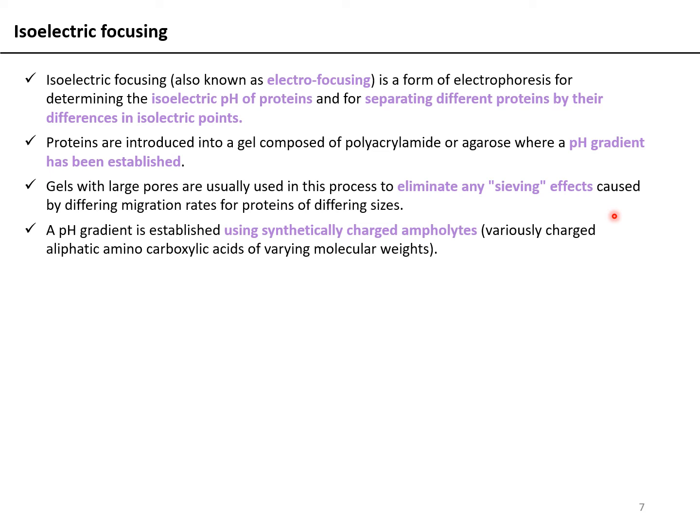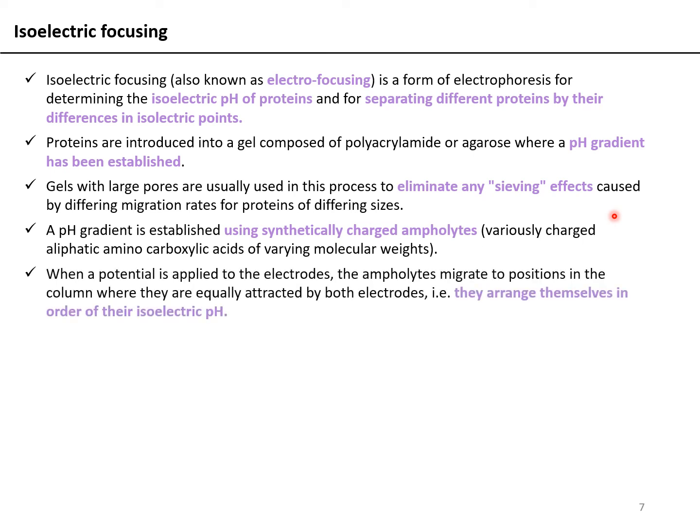So that's the first step. You use these synthetically charged ampholytes to generate a pH gradient. Now, when a potential is applied to the electrodes, the ampholytes will migrate to positions in the column where they're equally attracted by both the anode and the cathode. That is, they are going to arrange themselves in order of the isoelectric pH.